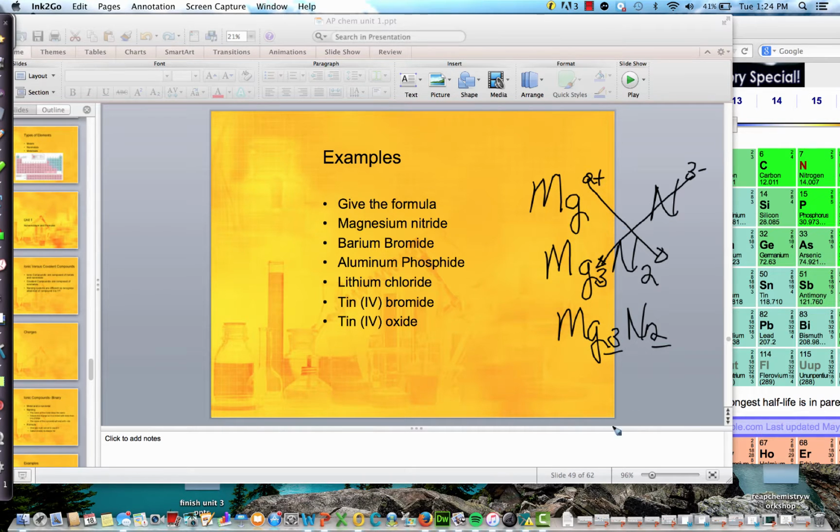But let me show you why this works. Remember, everything here has to be 0. Well, magnesium has a +2 charge. There are 3 of those. So 3 times a +2 would give me a +6. Well, nitrogen has a -3 charge. There are 2 of those. So that means you're going to have a -6 charge here. So a +6 plus a -6 would give me 0 if you add them together. So remember, overall it should be 0.